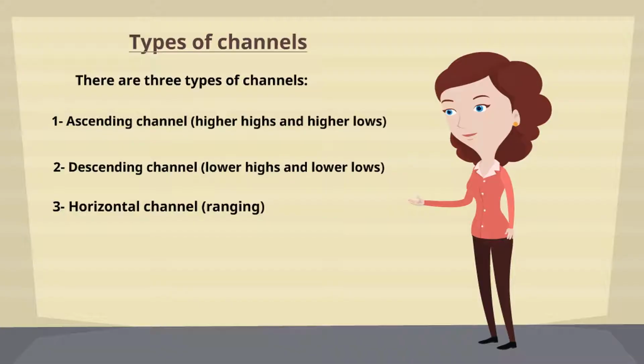So now let's discuss types of channels. There are 3 types of channels. First is ascending channel, higher highs and higher lows. Second is descending channel, lower highs and lower lows. And third is horizontal channel, ranging.